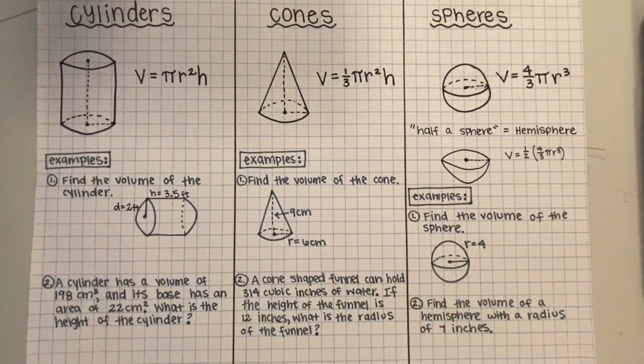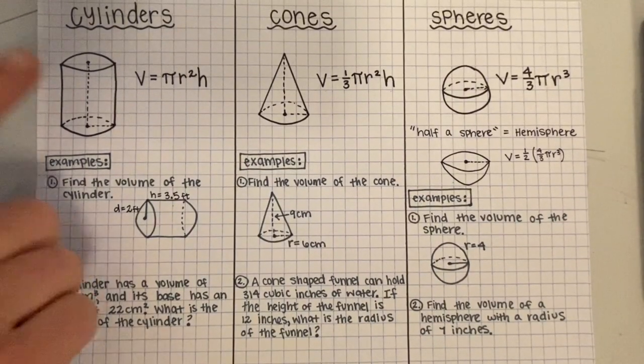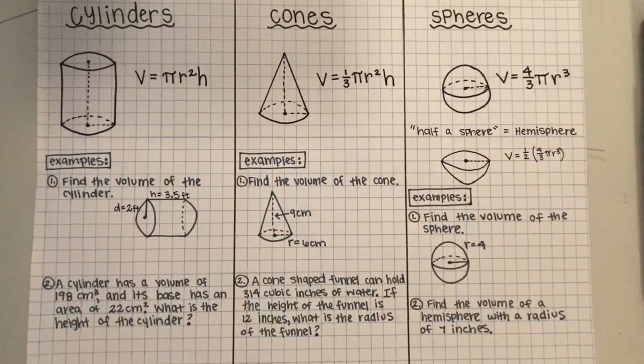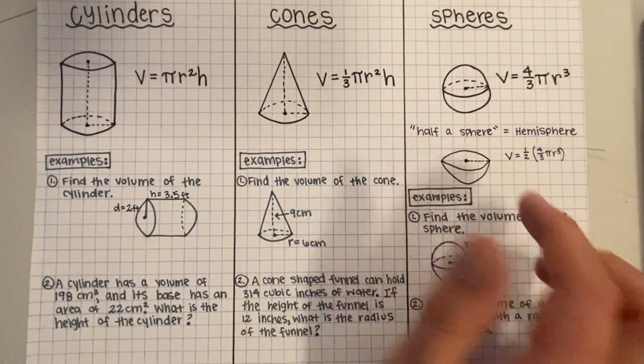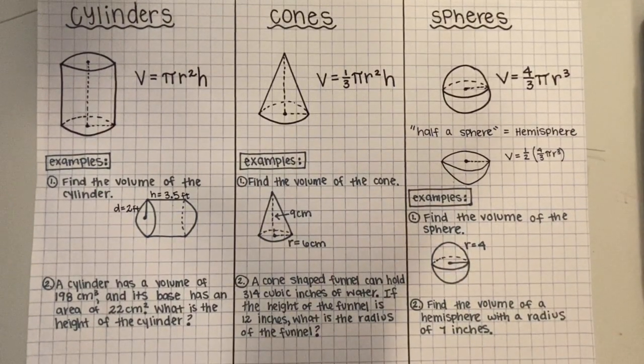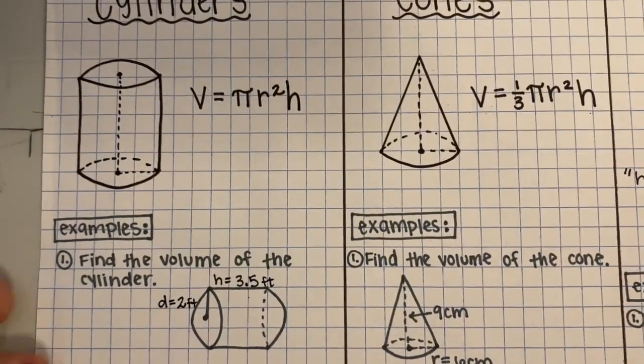In this video, we're going to talk about finding the volume of some circular figures. So finding the volume of cylinders, finding the volume of cones, and then finding the volume of spheres. And in relation to spheres, we've got our hemisphere, so half of a sphere. So first, let's look at cylinders.